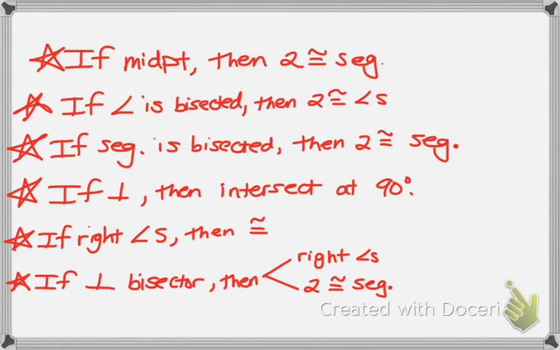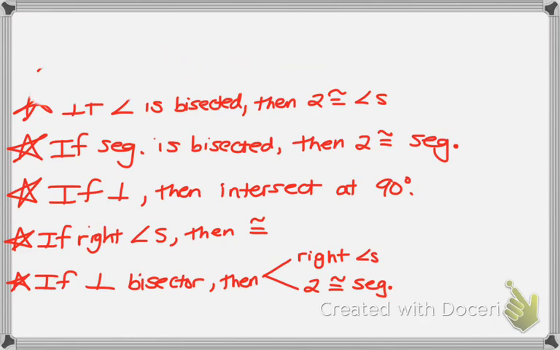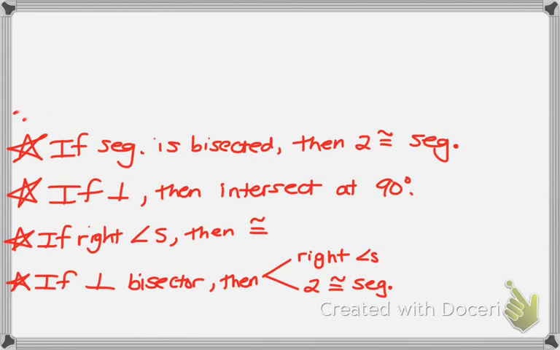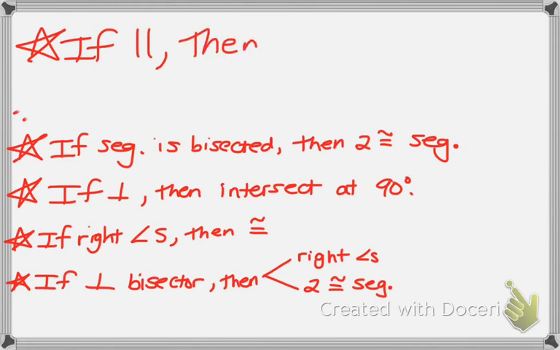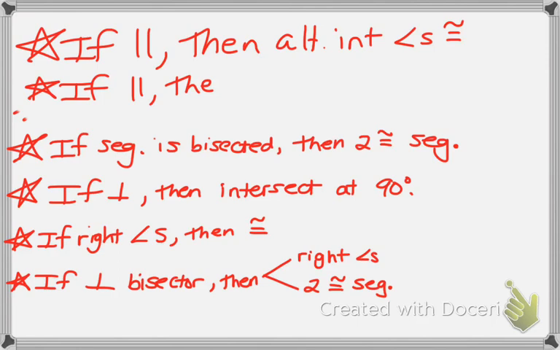Okay? Do you have your parallel lines information? If parallel, then all that fun stuff? Yep. So if parallel lines, then alternate interior angles are congruent. Make sure that's in there. If parallel, then alt interior angles are congruent. If parallel, what's true about alternate exterior? Good. Exterior angles congruent. What's true about corresponding?